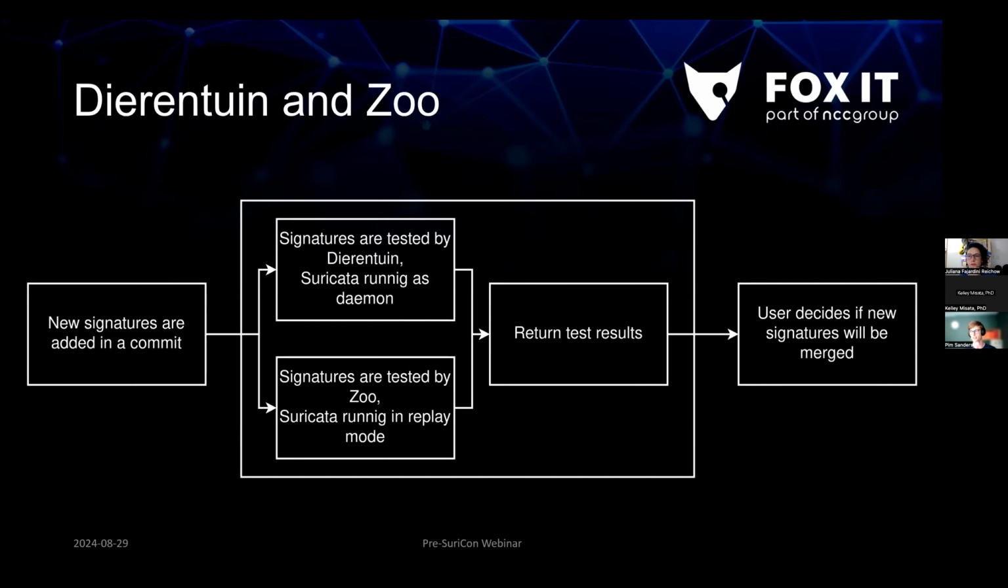This was an important aspect because we want to be able to add signatures in a hurry, in a rush. If it needs to be in production, we should be able to add it, even if a test is failing, because you might know for sure that it's working, or you might not have a PCAP to add to it, which will fail the test.